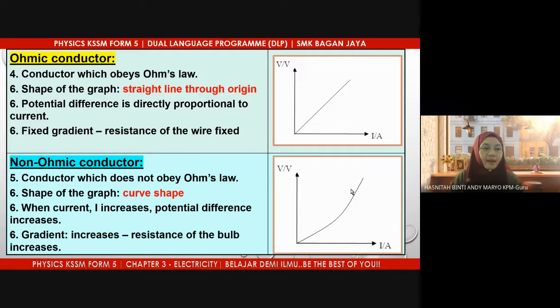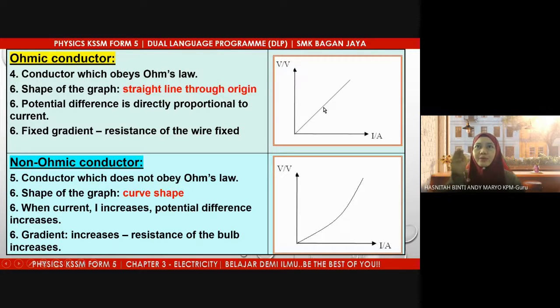Okay, and this one, the relationship between V and I is given here. So what is the relationship of V and I here? V is directly proportional to I. Potential difference is directly proportional to current for ohmic conductor. Meanwhile, for non-ohmic conductor, what is the relationship between V and I? You can say when current increases, potential difference increases. I increases, V increases. And for the gradient, what can you say about the gradient? Is the gradient constant?